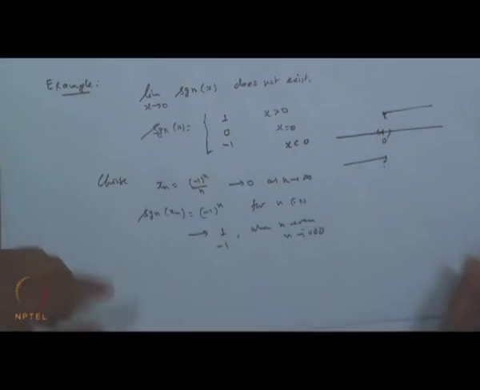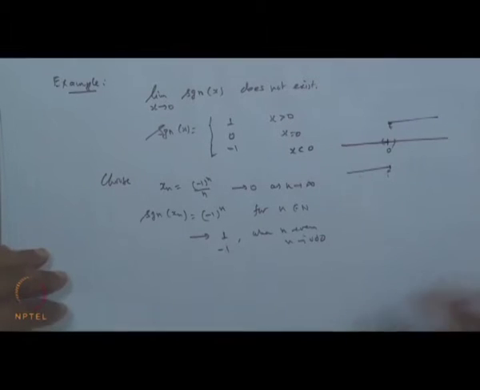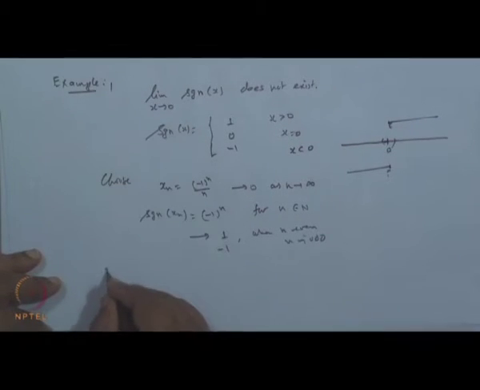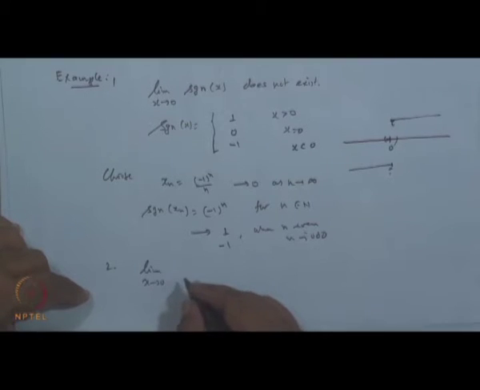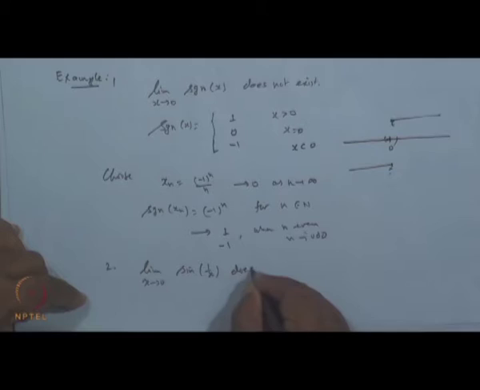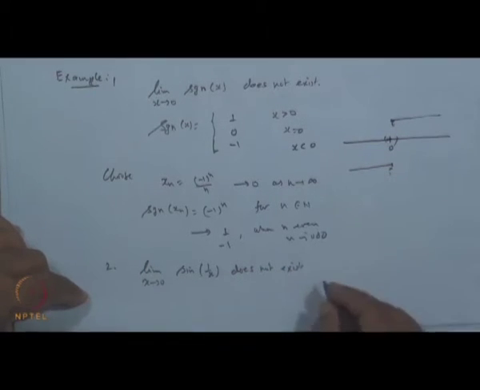Okay. So, this limit does not exist. Similarly, for another example, suppose I take the limit as x tends to 0 of sin of 1 by x, it does not exist in R.